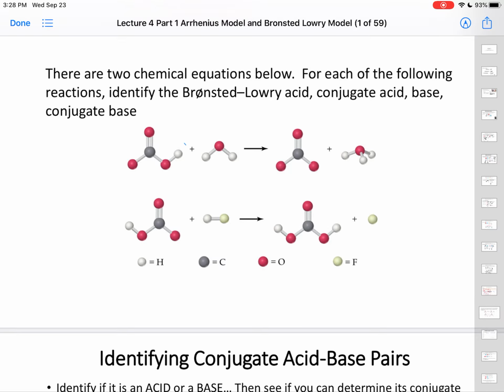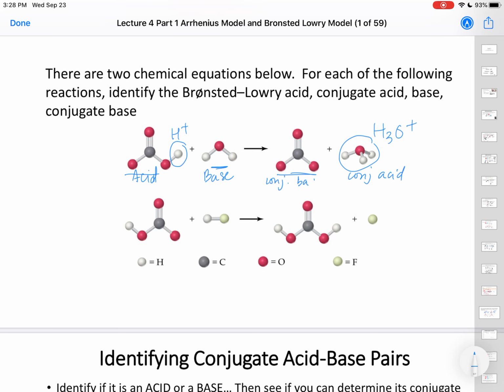So again, you're just going to follow the H. So remember, this is your H+. Okay, it's going to be attached to the water to form H3O+. Okay, and obviously it's lost this H+ to form this carbonate. So really, this is your acid. This is your base. And this is your conjugate acid, and this is your conjugate base. Okay? So this forms one pair, and this forms one pair.